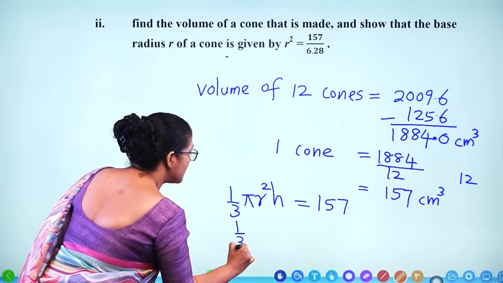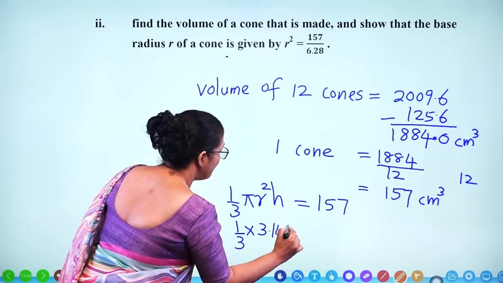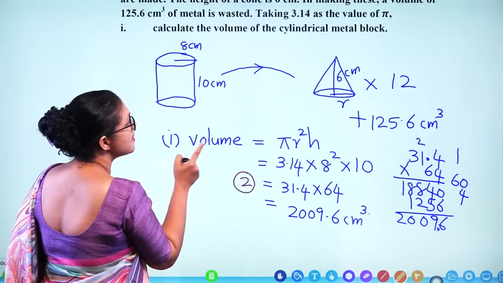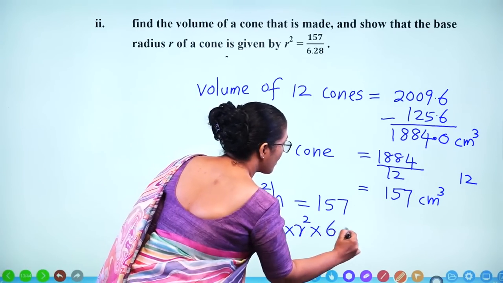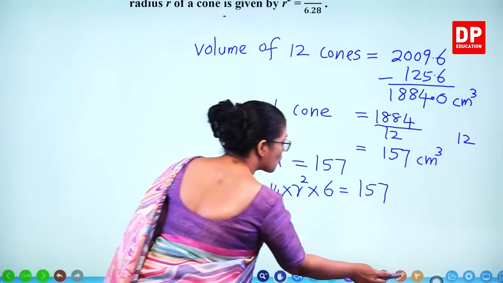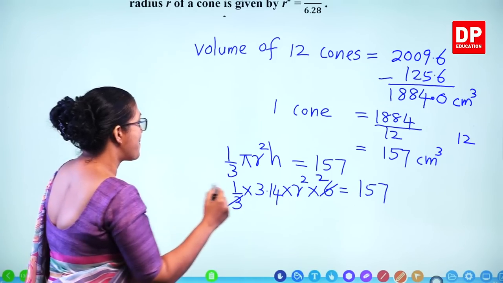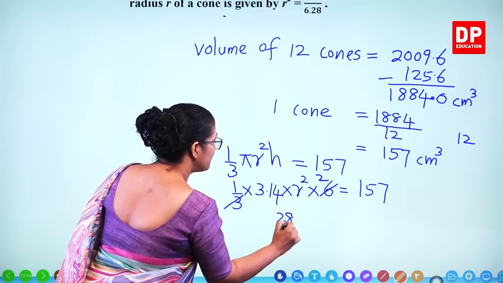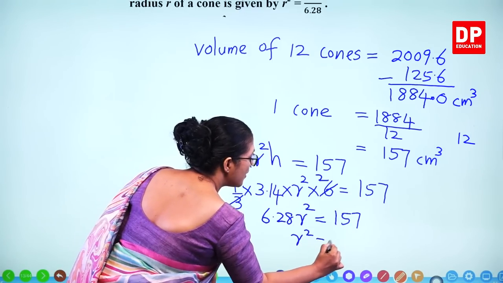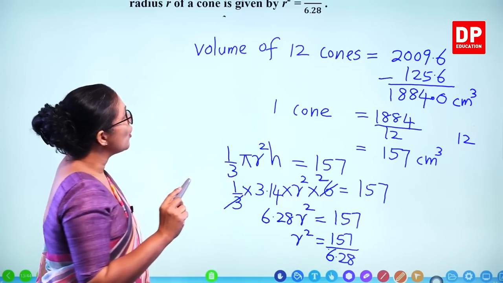Now plug in the values. 1/3 pi, where pi means 3.14 here. r squared we don't know. h is 6 centimeters. And that's 157. Now solve and simplify for r squared. We can divide by 3, that's 2 here. 2 times 3.14, 6.28 r squared is 157. Then what's r squared? 157 over 6.28. That's what we need to prove.